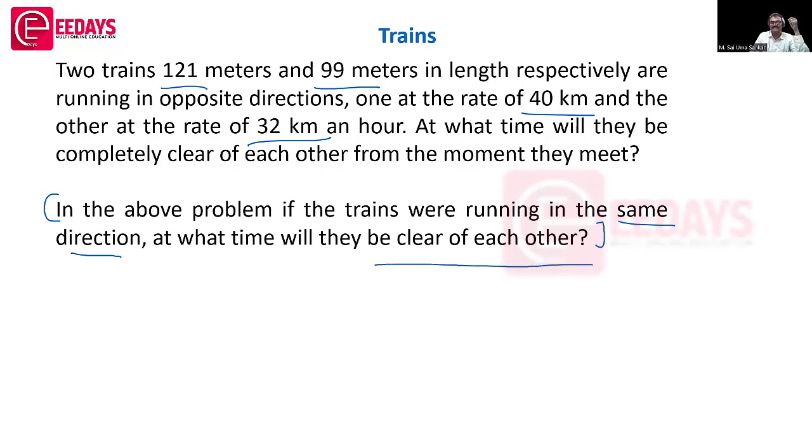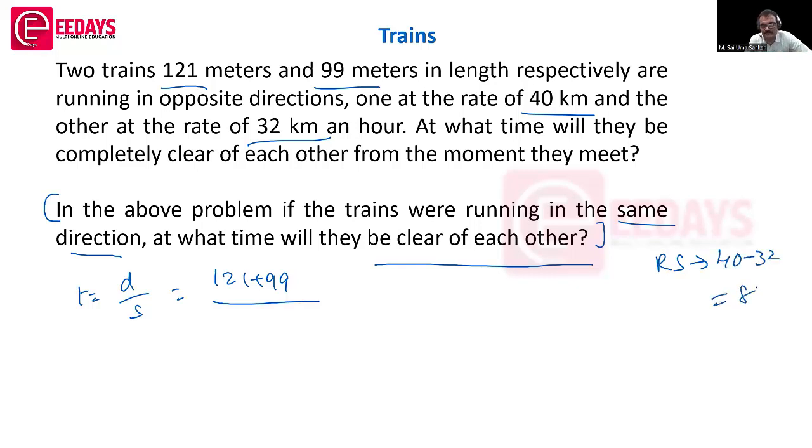What was the previous case? Opposite direction. Here it is the same direction. What is the time? Distance by speed. What is the distance? 121 plus 99. What is the speed? Here both are moving in the same direction, so what is the relative speed? It is the difference of the speeds. So 40 minus 32, that is equal to 8 kilometers per hour. This 121 plus 99 is in the form of meters. Now we convert this into meters per second by multiplying by 5 by 18.